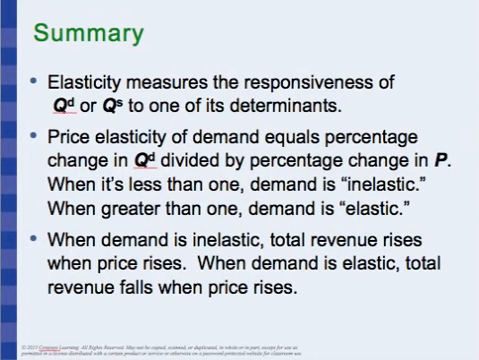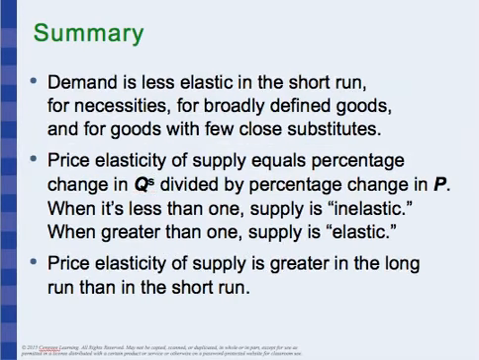So, in summary, it's been a long lecture. You may need more than one time through. Definitely do the reading. But in summary, elasticity measures the responsiveness of quantity demanded and quantity supplied to one of its determinants. Price elasticity of demand equals the percentage change in quantity demanded divided by the percentage change in price. When it's less than 1, demand is inelastic. When it's greater than 1, demand is elastic. When demand is inelastic, total revenue rises when price rises. When demand is elastic, total revenue falls when price rises. Demand is elastic in the short run for necessities, for broadly defined goods, and for goods with close substitutes.